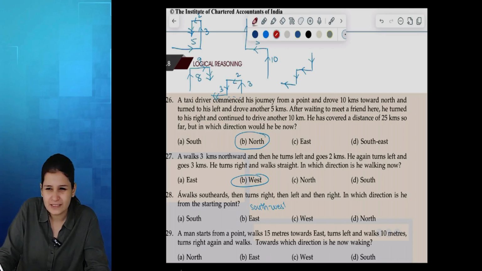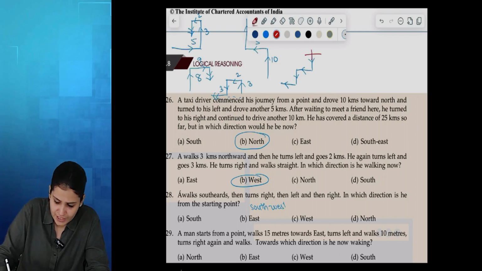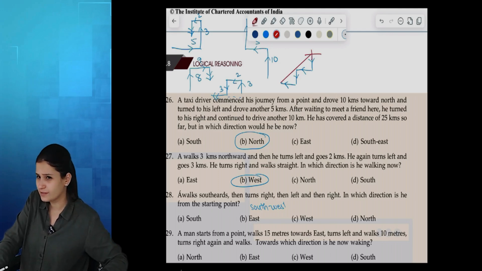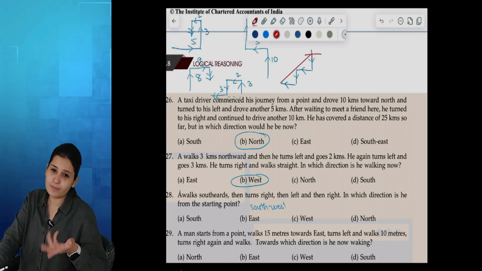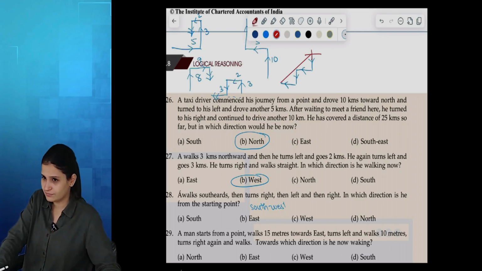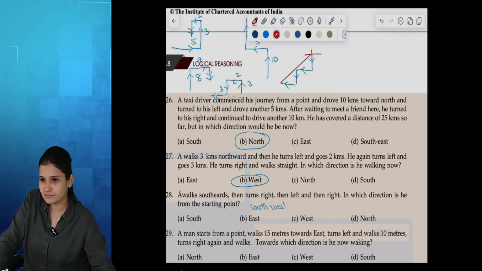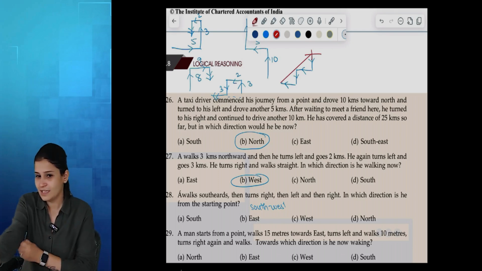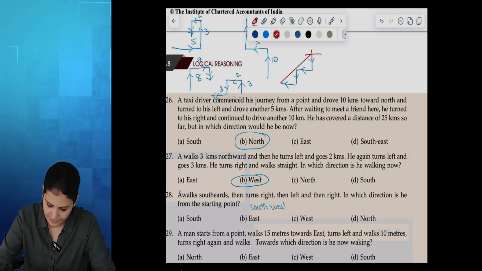I have never seen these things. So from the initial position, the person is in the south to west direction. We usually don't see such kind of errors. If I still had to mark it, I would have marked south. Just a guess. No reason. Actual answer is southwest. Done? Yes, ma'am.